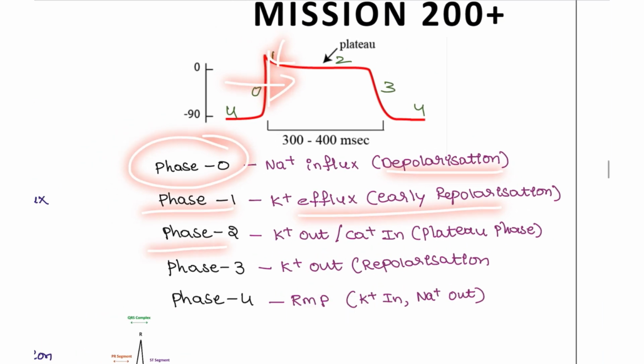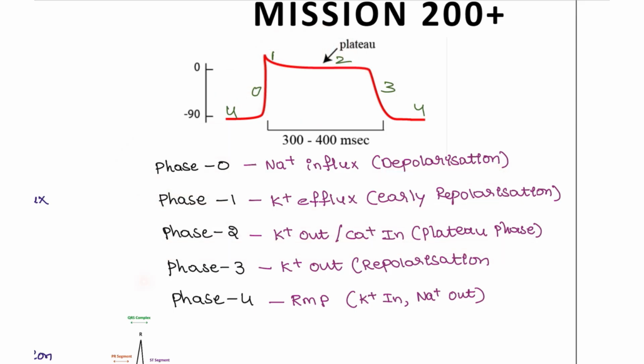Next, phase 2 is a plateau phase. Why? This is a straight phase. Why? Because calcium is coming inside and potassium is going outside. That is causing the plateau phase. Phase 3, again the potassium is out, repolarization completely happened. And the fourth phase is the resting membrane potential, where you are going to see the sodium out and potassium in.